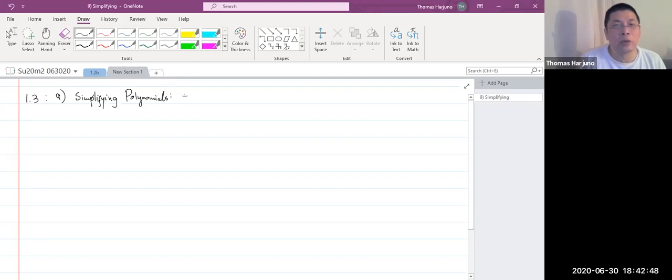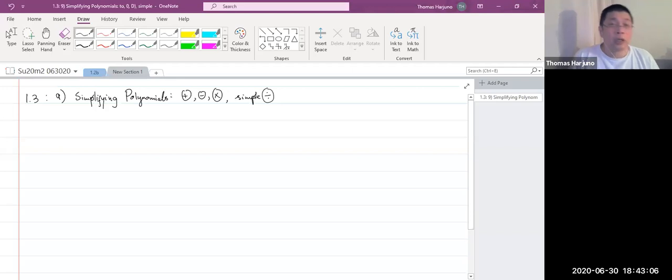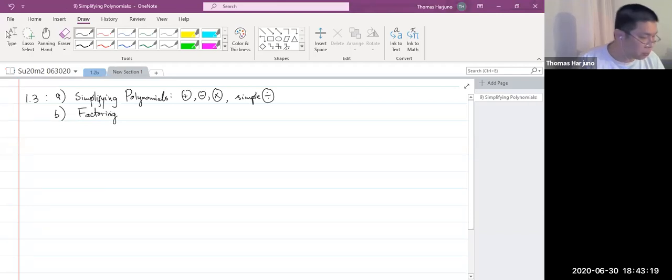Basically, when we add, subtract, multiply, I don't think we do dividing yet. Some simple division. And then the second part is actually the hard one. The second part is factoring. Now the thing is, I will just do a very brief review on factoring, and then from there we go on to rational expressions.